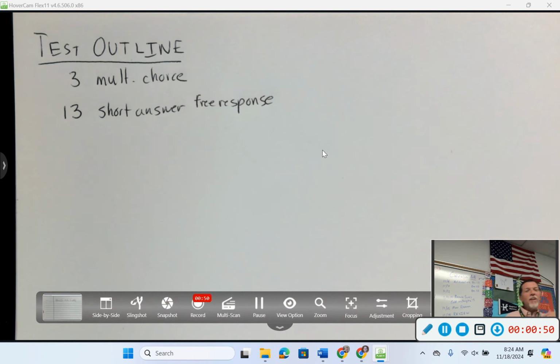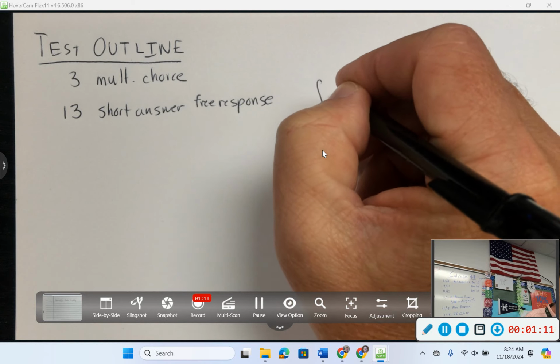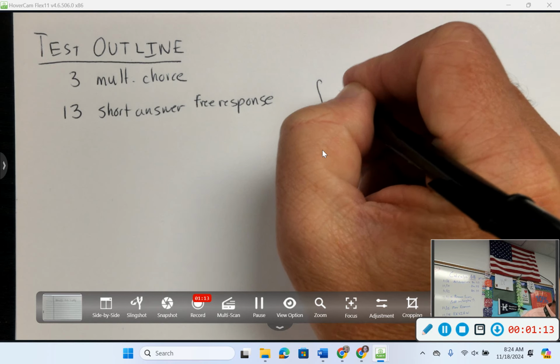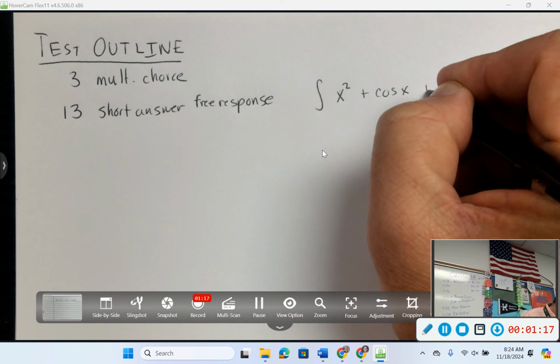Right, and the motivation was, for those, they should be easier because I'm allowing safe stops rather than you simplifying toward multiple choice. So I think you're gonna prefer that they are short answers rather than multiple choice. Let's just do what I think should be a simple one. X squared plus cosine x plus c.